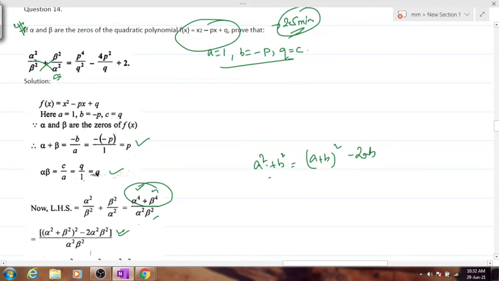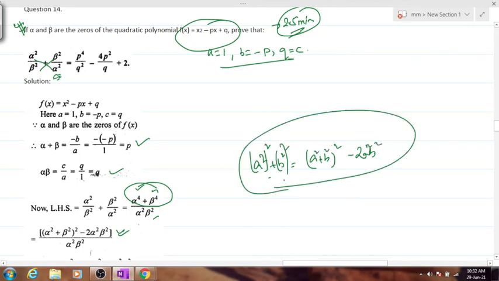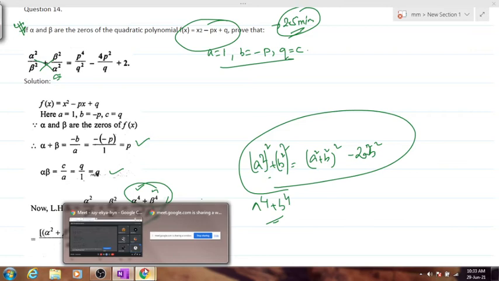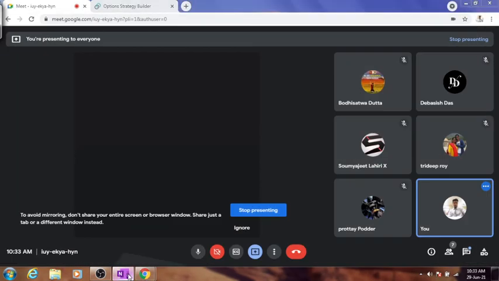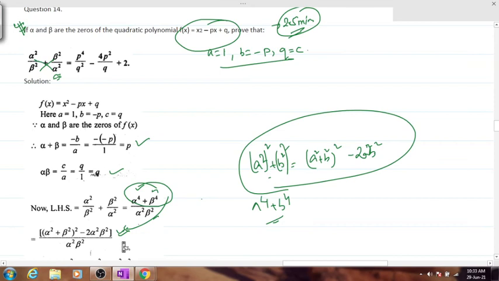Now if I consider a square as a, then can we write like this? Please confirm. This is the formula for a to the power 4 plus b to the power 4. Please confirm. Is anybody having any query regarding this? Yes or no? Nobody is audible to me. Please confirm yes or no.